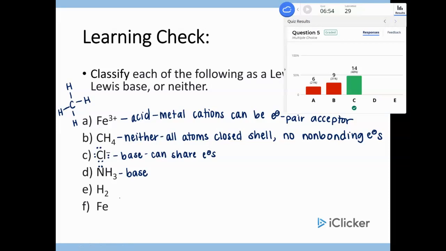H2, oh, big mix here. Okay, so H2, drawing the Lewis structure, we have a covalent bond between 2 hydrogen atoms. Both hydrogens are closed shell. Hydrogens only need 2 electrons to be closed shell. So both of them are closed shell, and there are no non-bonding electrons. So this is neither.